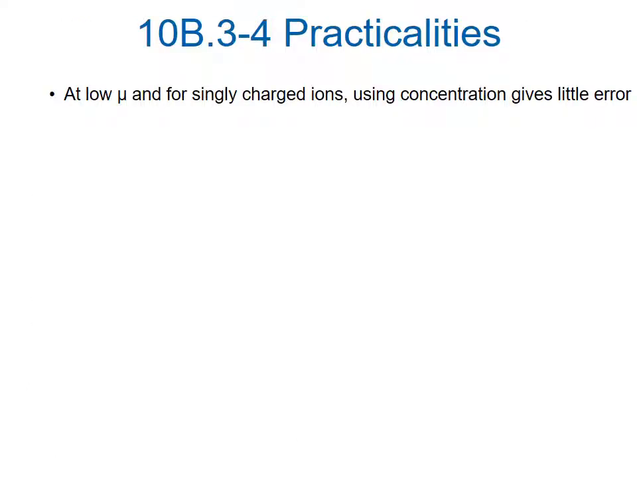So what are the practicalities for using these activity coefficients? At low ionic strength, or low mu, and for singly charged ions, usually we get pretty small amounts of error from using concentration. That's why we've done it in the past, and that's why a lot of times we'll probably still continue to do that. But practically, at mid to high ionic strength, we need to use activity coefficients.